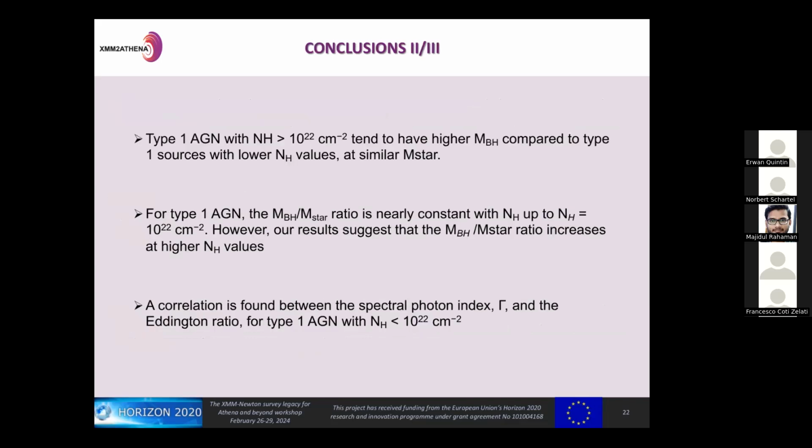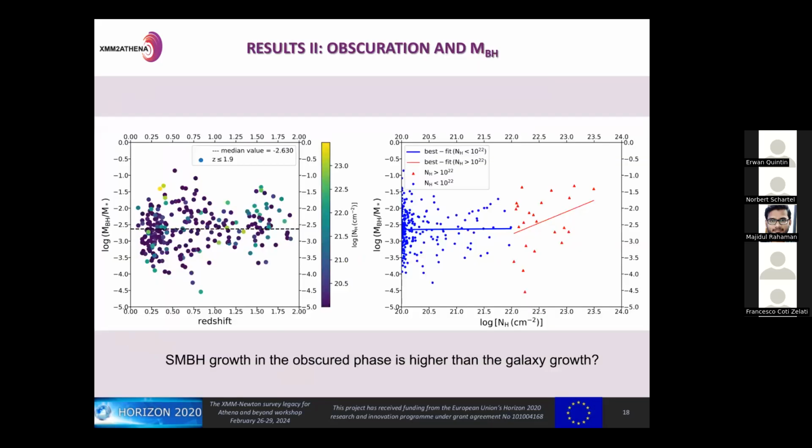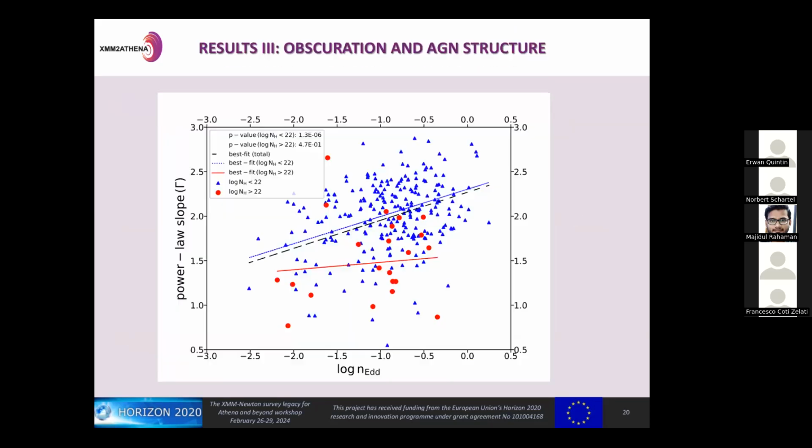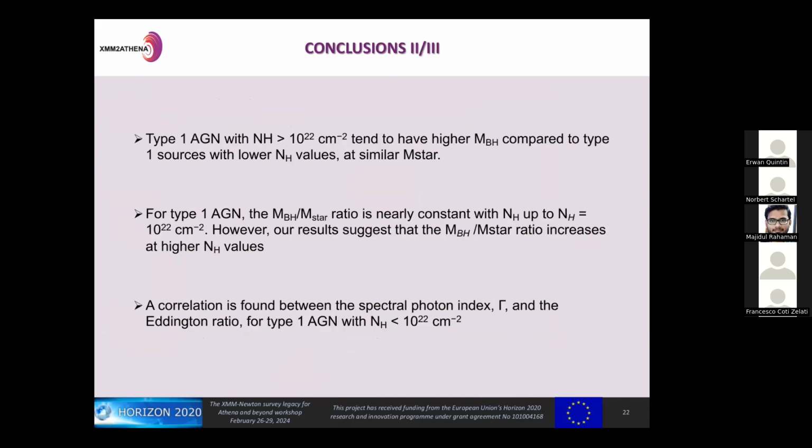Regarding the black hole masses, we found that type 1 AGN tend to have higher black hole mass compared to type, not type 1, type 2, right? I don't remember now. Yeah, type 2. Type 2 AGN have higher black hole mass compared to type 1 for the same stellar mass. The ratio is nearly constant of these two properties.